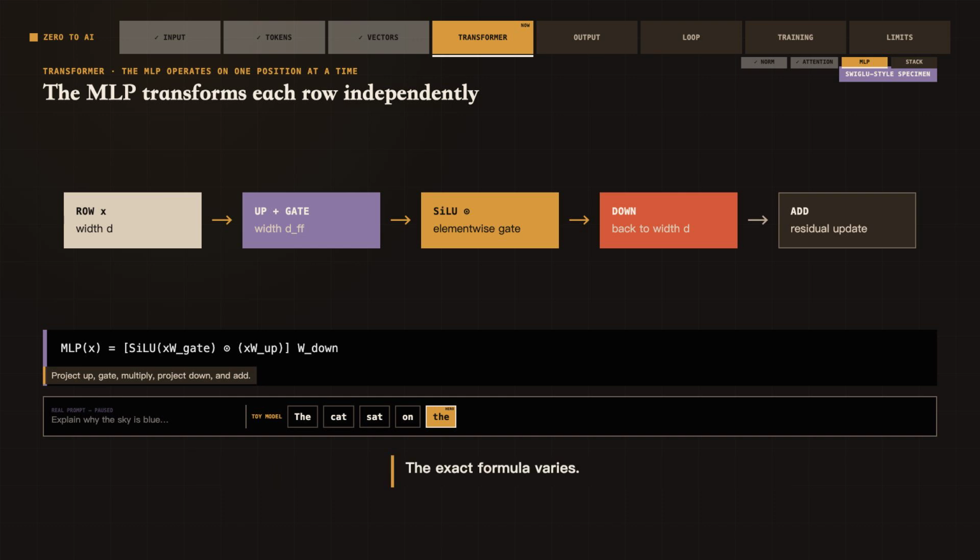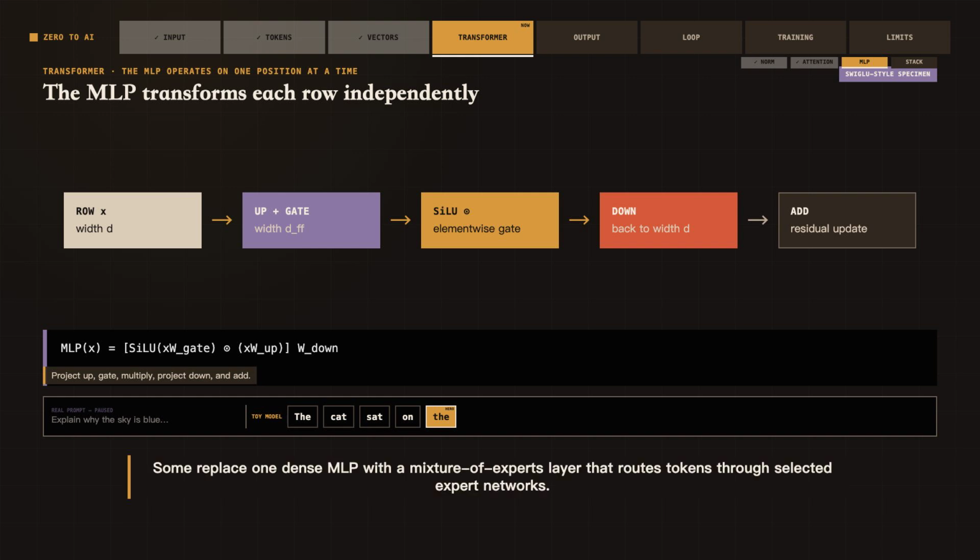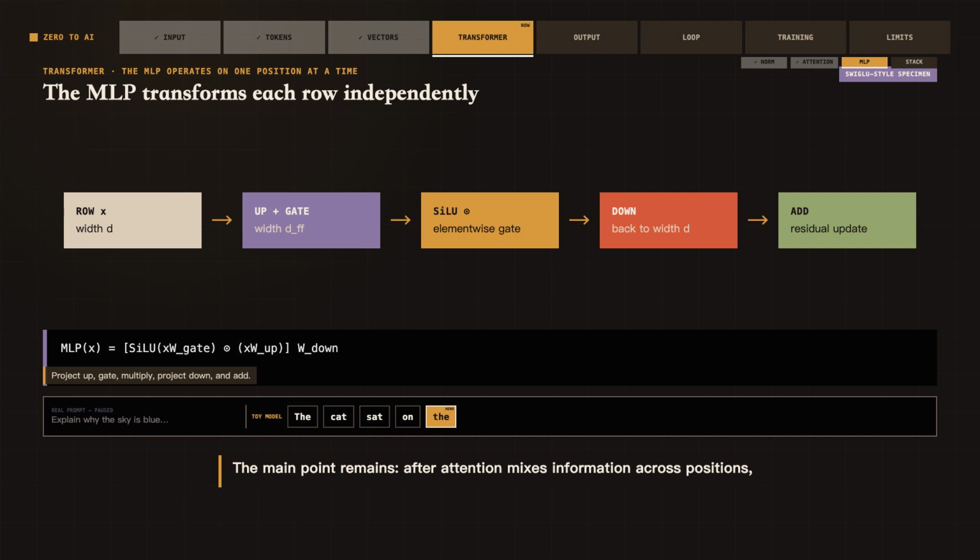The exact formula varies. Some models use ReLU or GELU. Some include bias terms. Some replace one dense MLP with a mixture of experts layer that routes tokens through selected expert networks. The main point remains. After attention mixes information across positions, the MLP performs a learned nonlinear transformation at each position.